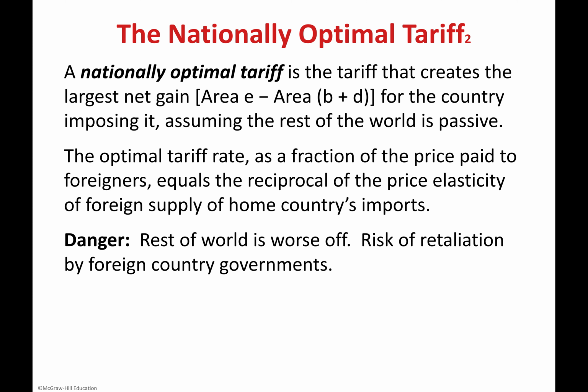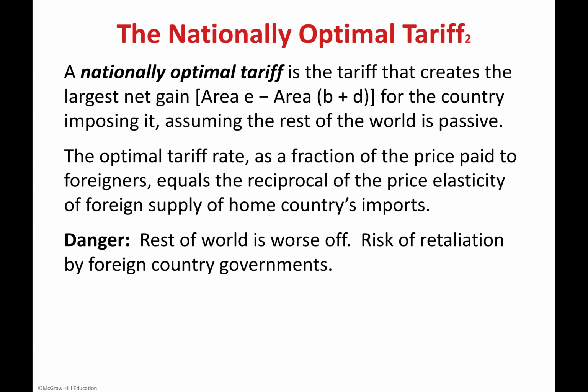Now, what do we mean by passive here? Well, just think about Trump's tariffs. Trump put the tariffs on Chinese goods. Now, what did the Chinese do? They retaliated. So the trouble with this analysis is it assumes that the Chinese don't respond. In actual fact, we know that they did respond and they started tariffing our goods. So this analysis of an optimal tariff is only as good as far as it goes, in the sense that there's a bunch of assumptions behind it.